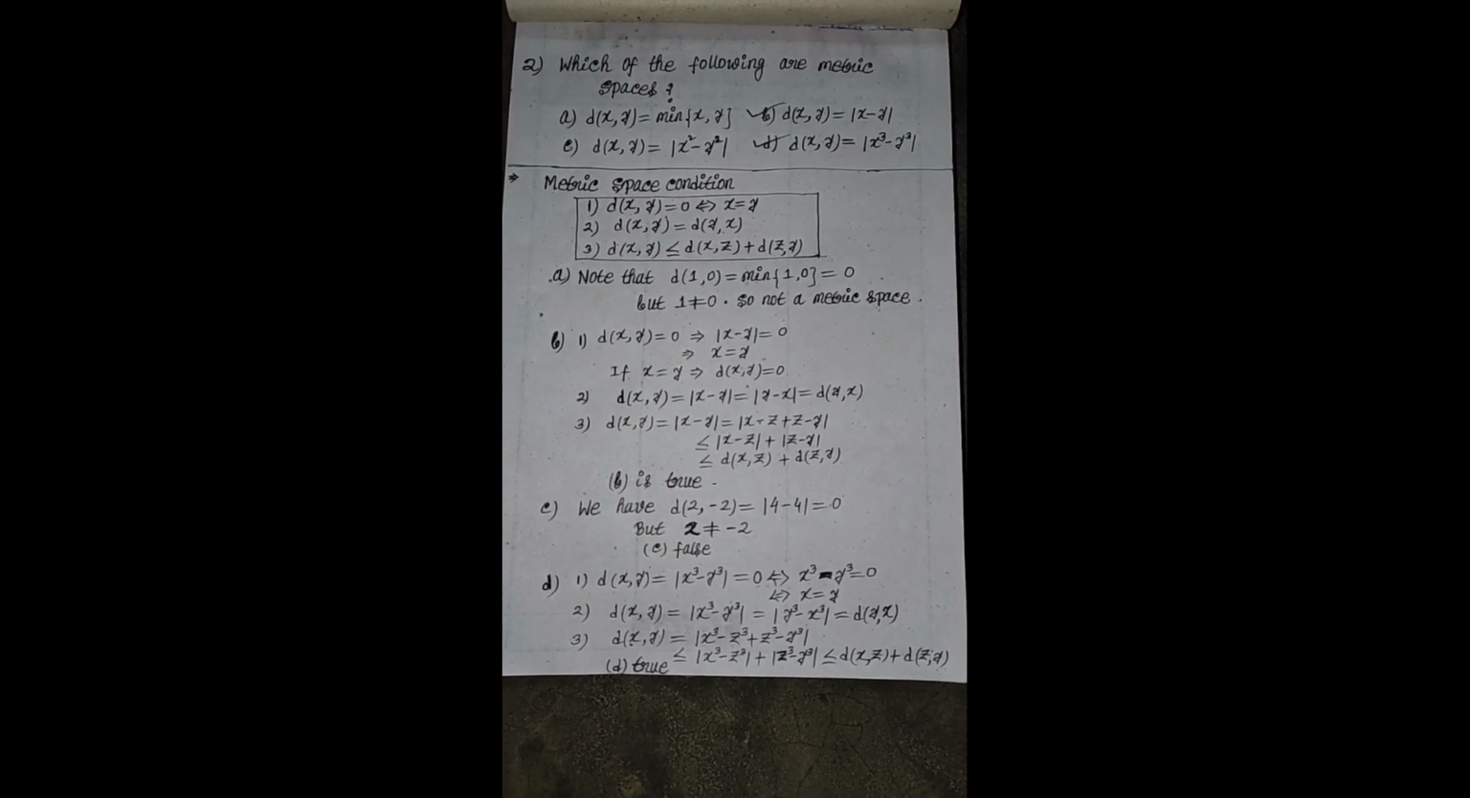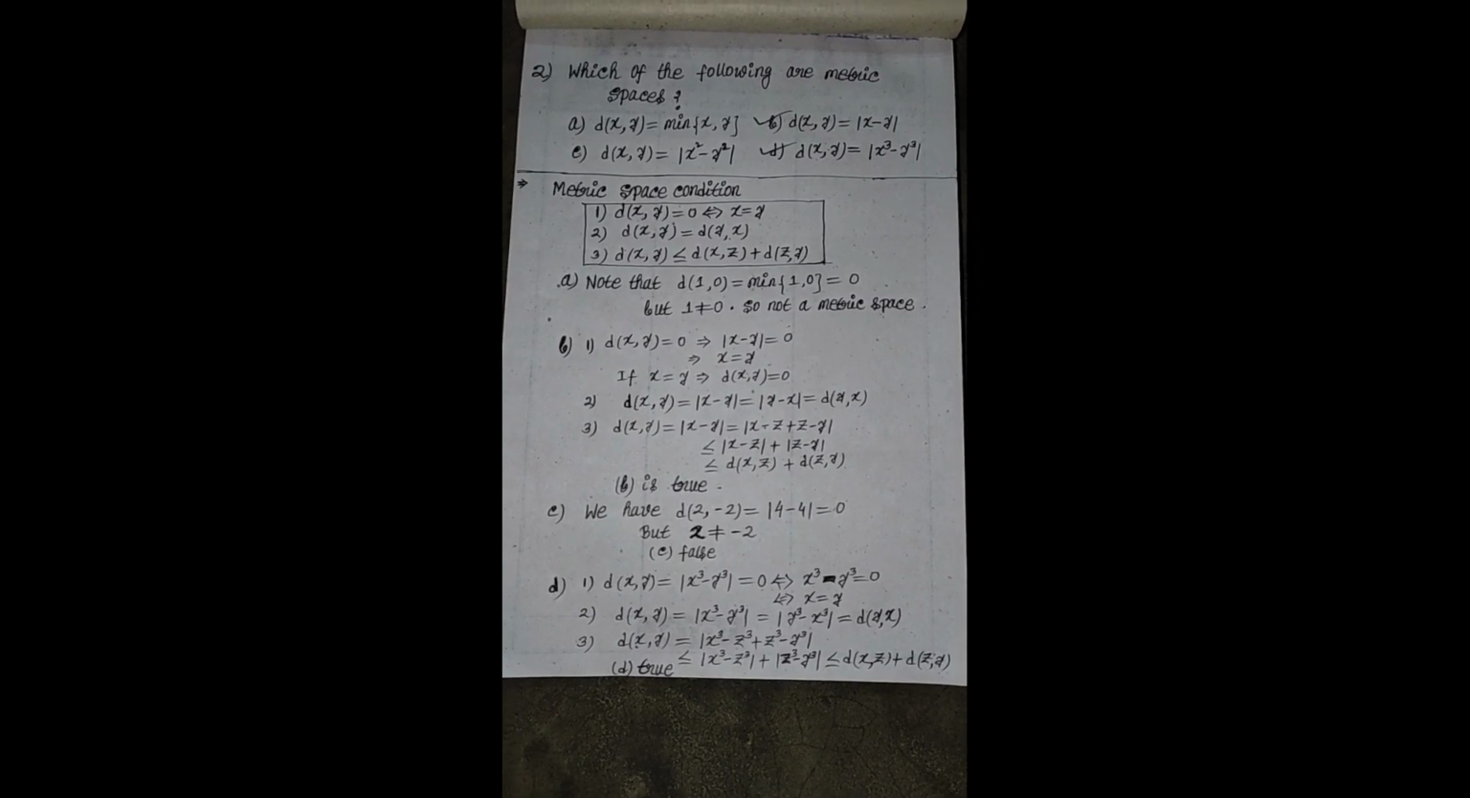Second question is, which of the following are metric spaces? Option A d(x,y) equal to minimum of (x,y), B d(x,y) equal to |x minus y|, option C d(x,y) equal to |x square minus y square|, and option D d(x,y) equal to |x cube minus y cube|. First we have to know the three conditions of metric space. First condition is d(x,y) equal to 0 implies x equal to y, and if x equal to y then d(x,y) equal to 0, and d(x,y) equal to d(y,x) and d(x,y) less than equal to d(x,z) plus d(z,y).